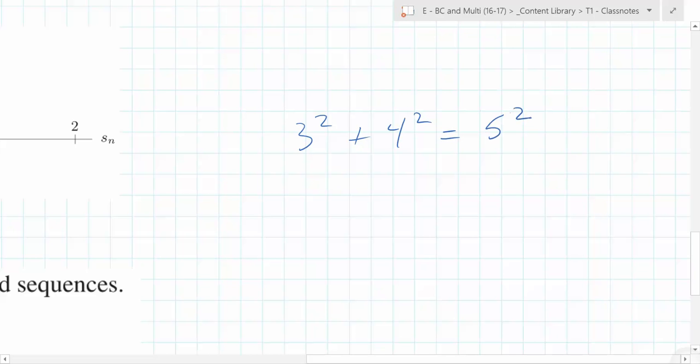5 squared, right? Are there other Pythagorean triples like that? Yeah. 5 squared plus 12 squared is 13 squared. There are an infinite number of Pythagorean triples like this. There's lots of them, right?